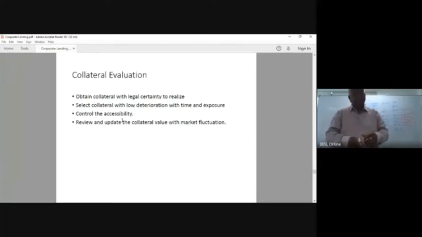Review and update the collateral value with market fluctuation. There is a central bank requirement also. Periodically, you have to review the collateral value.